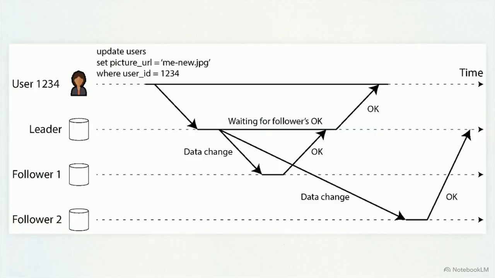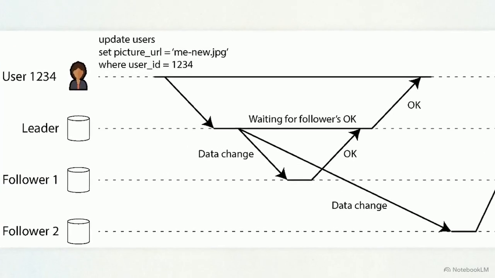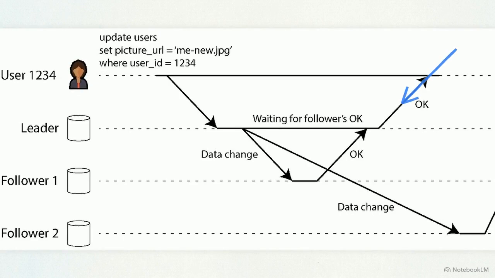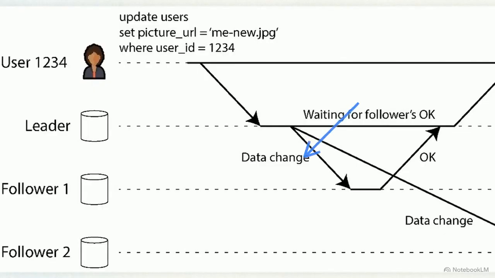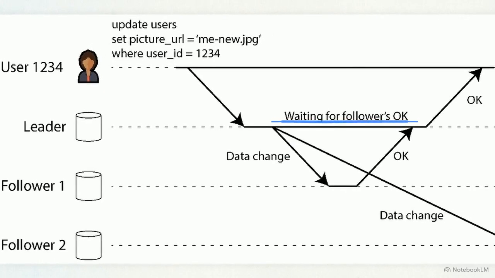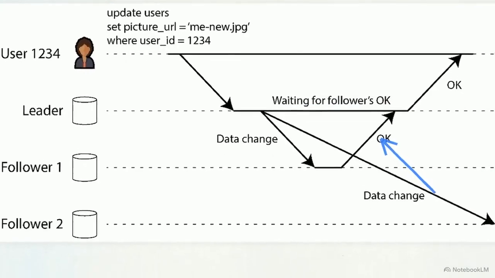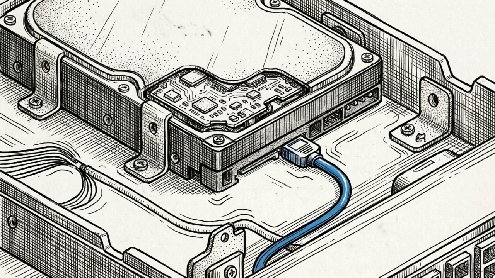This sequence diagram maps time along the horizontal axis to illustrate a critical timing problem. When exactly does the leader tell the client that their data was successfully written? Synchronous replication prioritizes safety. The leader processes the write, sends it over the network, and then completely halts. It will not return a success message to the user until follower 1 explicitly confirms it has secured the data on disk. This provides a durability advantage.